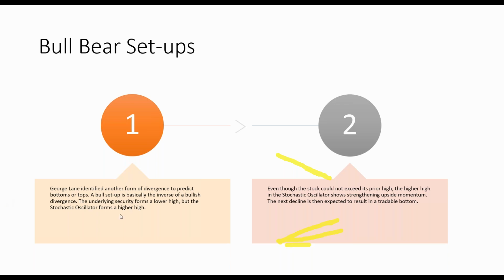George Lane identified another form of divergence to predict tops or bottoms. A bear setup is basically the inverse of a bullish divergence. The underlying security forms a lower high, but the stochastics oscillator forms a higher high. Even though the stock could not exceed its prior high, the higher high in the stochastics oscillator shows strength to the upside momentum, and the next decline is expected.